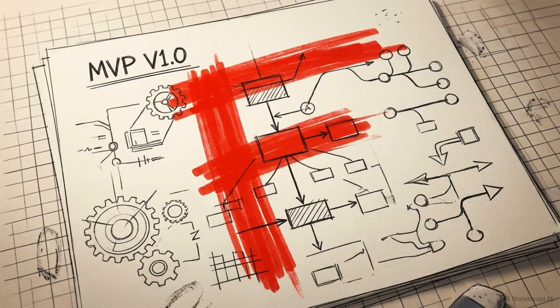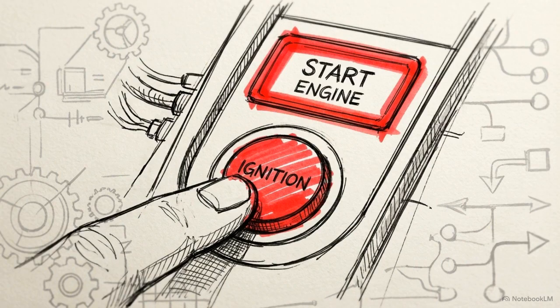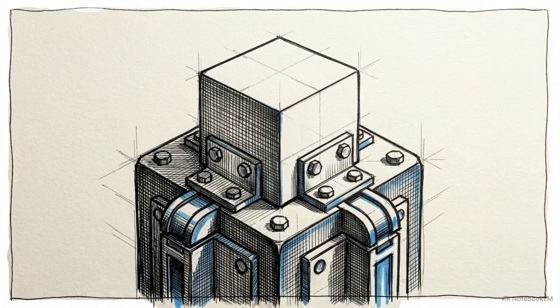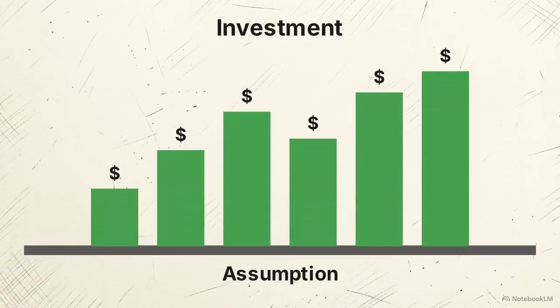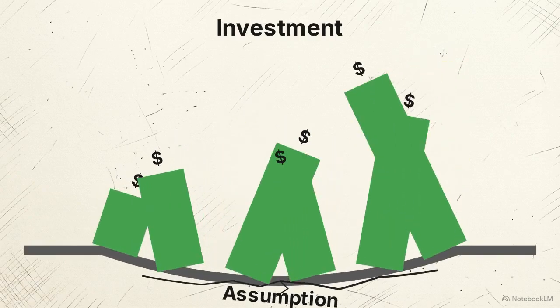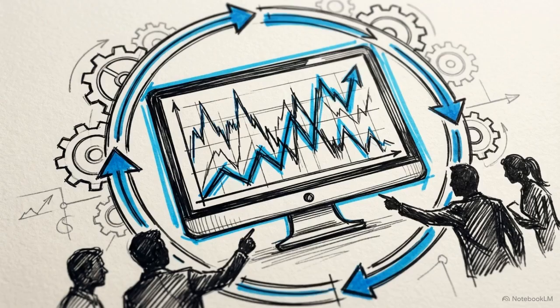Viewing that first prototype as a final exam misinterprets the core of lean strategy. An MVP serves as an ignition switch. Its sole purpose is to start the build, measure, learn loop. When you treat that starting point as a destination, you lose the ability to reduce your risk. Every subsequent dollar spent scales a premise that was likely incorrect from the beginning. In high uncertainty markets, the build, measure, learn loop is the primary mechanism for a company's survival.